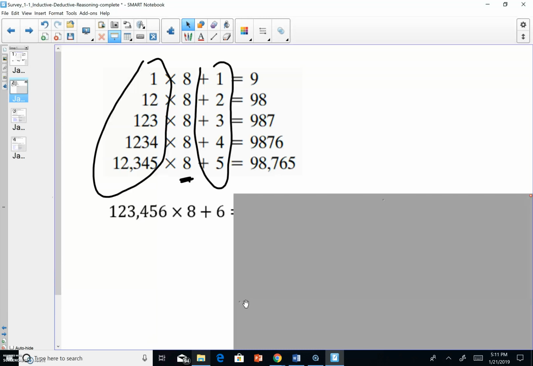Okay, so what about the right-hand side? Well, we start out with 9, then it goes to a 2-digit number, then a 3-digit, then a 4, then a 5. So we're getting bigger numbers, but notice how we're getting them. It goes from 9, then 9, 8, then 9, 8, 7, then 9, 8, 7, 6. It looks like we're going down. What would you predict the right-hand side of this next line would be? That's right, 987,654. You can trust me on this one. If you don't, go ahead and get your calculator. It actually works. Pretty cool stuff.